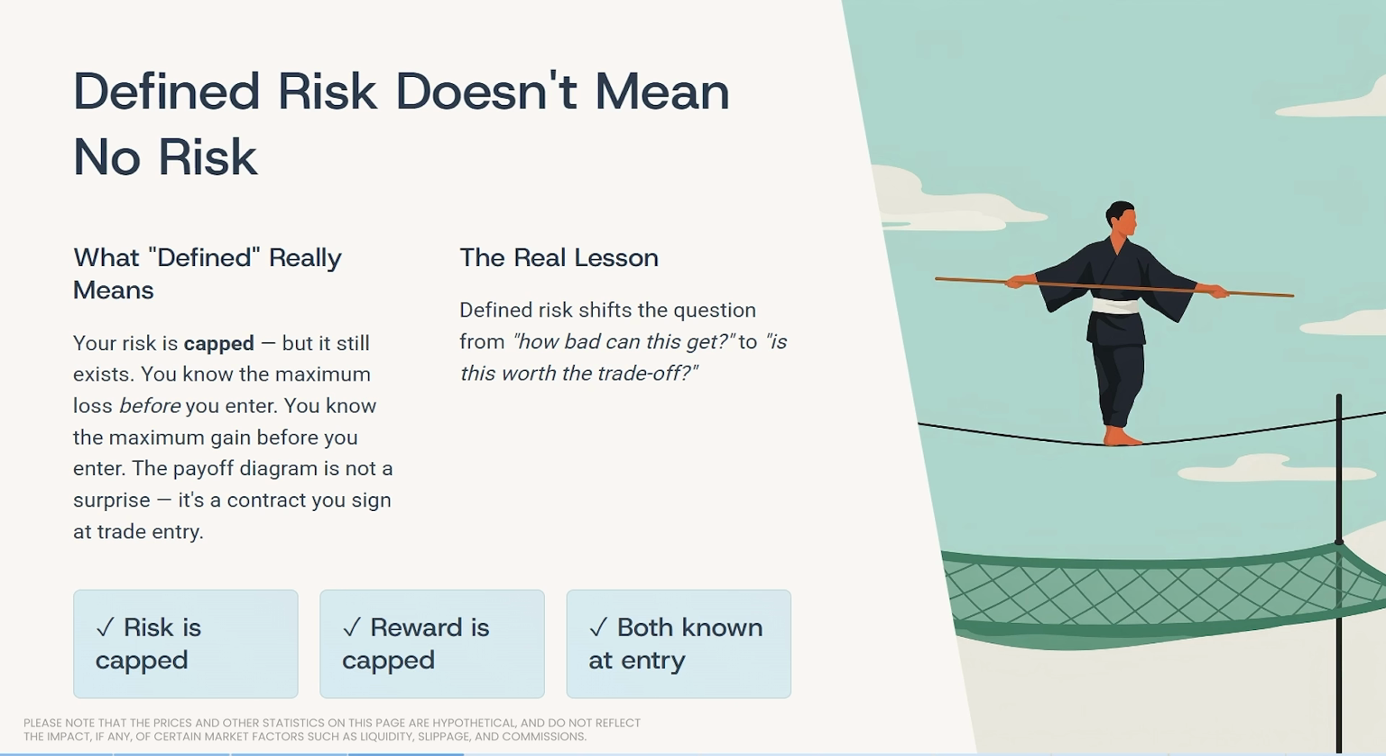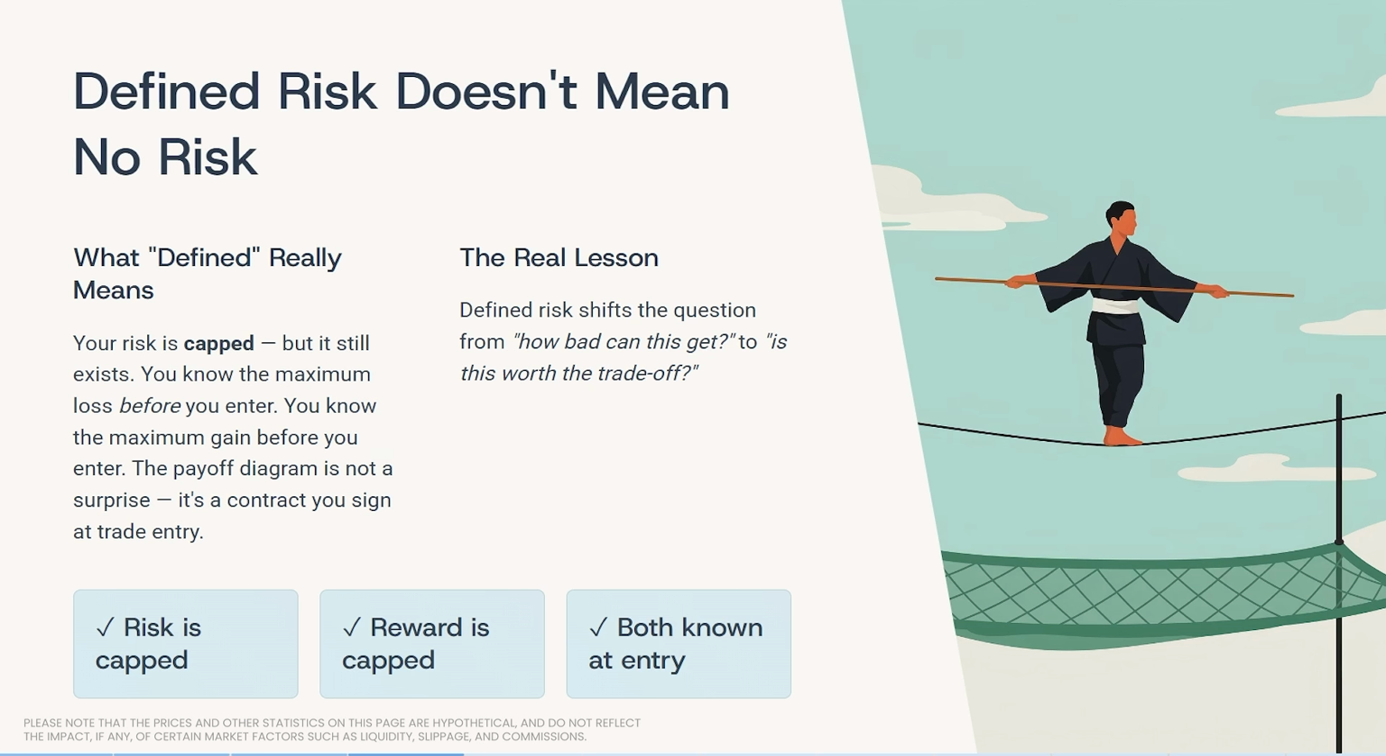Defined risk doesn't mean no risk. And what does defined really mean? Your risk is capped, but it still exists. You know the maximum loss before you enter. You know the maximum gain before you enter. The profit diagram is not a surprise. It's a contract you sign at the entry of the trade.